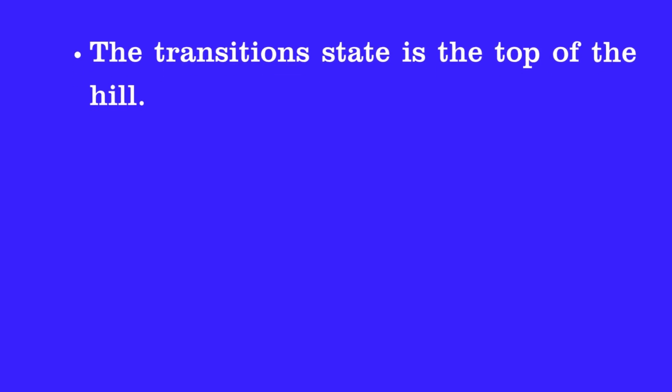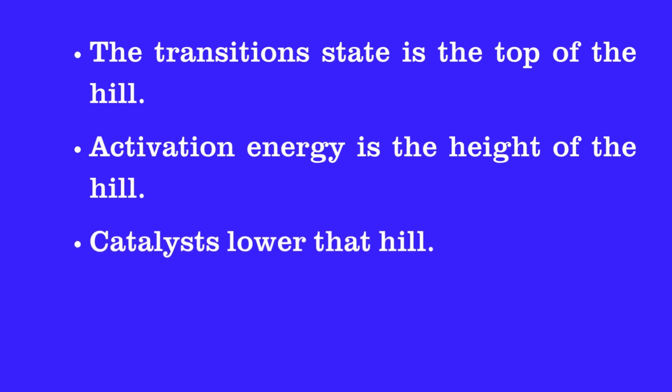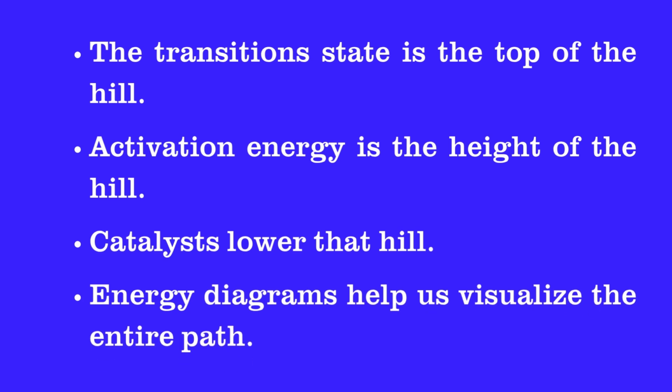To recap, the transition state is the top of the hill. Activation energy is the height of the hill. Catalysts lower that hill, and energy diagrams help us visualize the entire path.